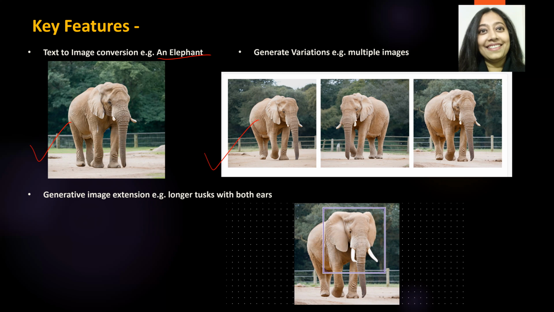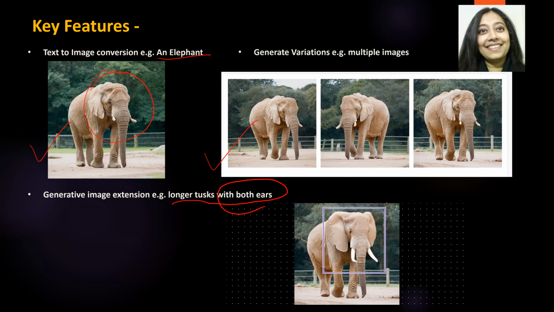But when this image was generated, I was not very happy with the elephant that I got. Then I changed my mind and I said, okay, I still want an elephant, but I want my elephant to have longer tusks and I want to see both the ears. If you see over here in this image, the tusks are not long and I cannot see the second ear. But I want my image to have both ears visible, and I want longer tusks. So the prompt that I gave was longer tusks with both ears, and I put this box around.